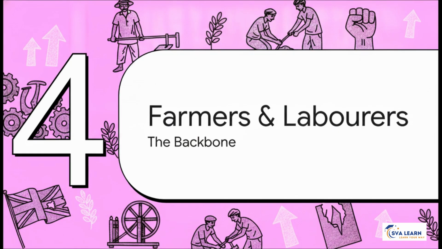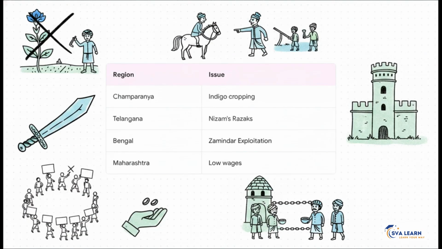Finally, we reach section 4, the backbone. We're talking about the farmers, laborers, and tribal revolts. Okay, I highly recommend grabbing a mental screenshot of this cheat sheet right here. Examiners go crazy for regional protests, and students usually mix these up. If you get hit with a 3-mark or 5-mark question, just recreate this exact pairing.